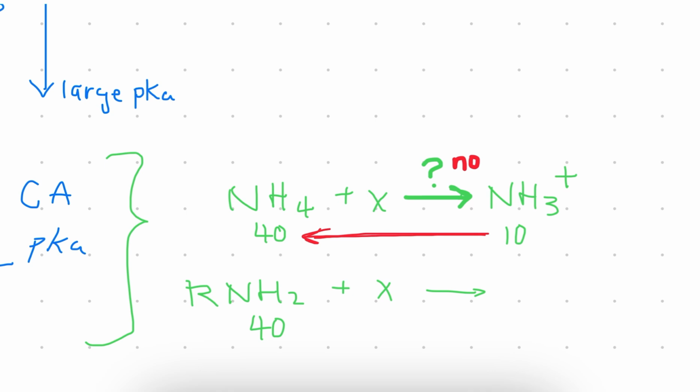So the next time you see a problem like this, first check if it's protonated or not protonated. And then if it's not protonated, and it's going towards the direction of being protonated, you know it's actually going to favor the direction that starts with the protonated amine.